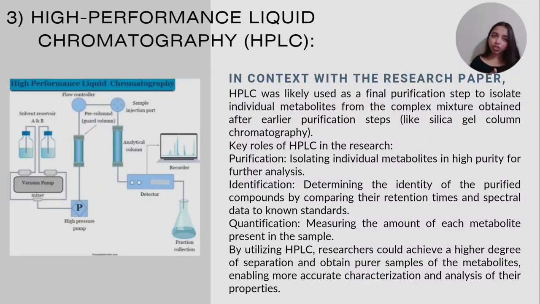In context with the research paper, HPLC was likely used as a final purification step to isolate individual metabolites from the complex mixture obtained after earlier purification steps like the silica gel column chromatography and the thin layer chromatography. So the key roles of HPLC in this research were about purification, identification, quantification, and by utilizing HPLC, researchers could achieve a higher degree of separation and obtain purer samples of the metabolites, enabling more accurate characterization and analysis of their properties.